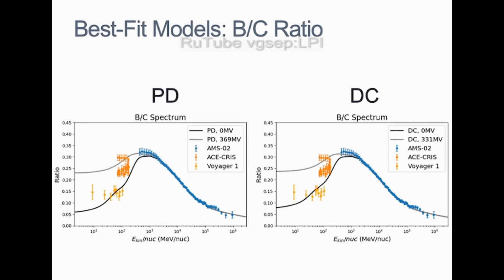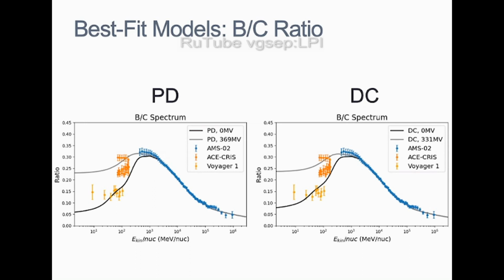Next, the PD model with no reacceleration or convection terms performs a little worse than DRE in turn. The PD model can still match most of the AMS-02 data well, although it provides a lower energy peak of B over C of around 300 MeV per nucleon than other models, which have it closer to 1 GeV per nucleon. However, PD does still fall within the error bars for all of the AMS-02 data points, which is an unexpectedly good performance for a PD model that doesn't include a low energy diffusion break.